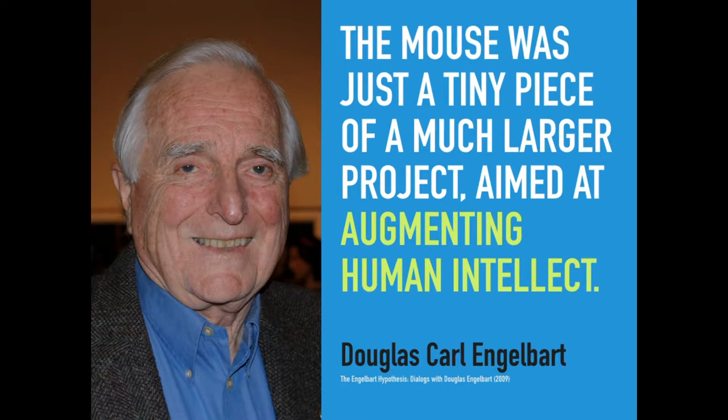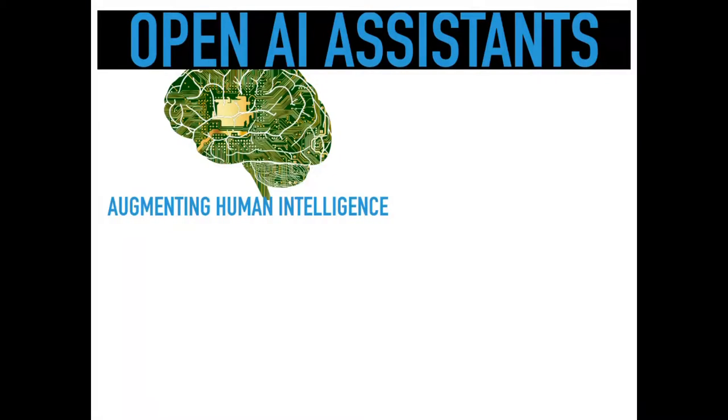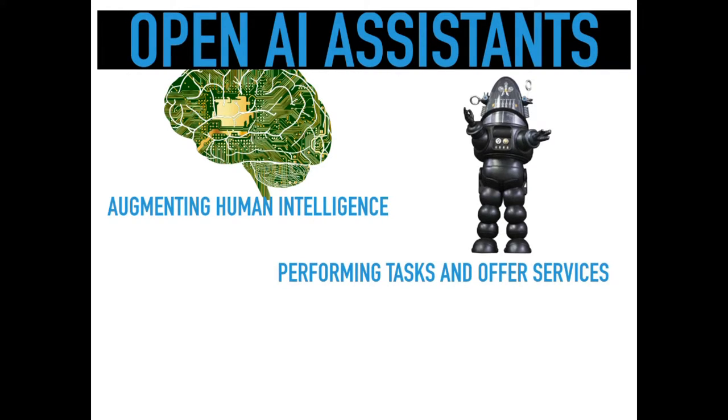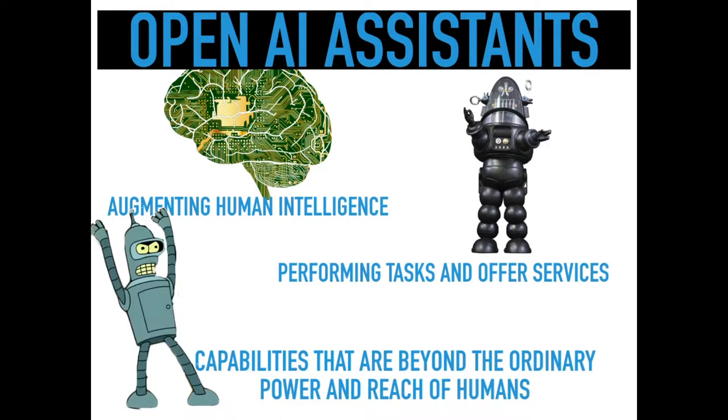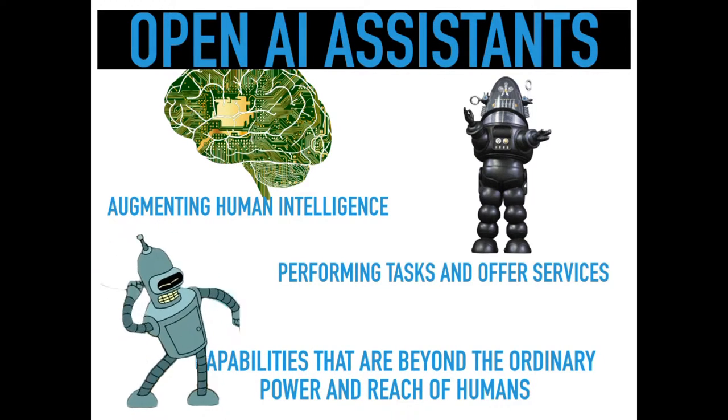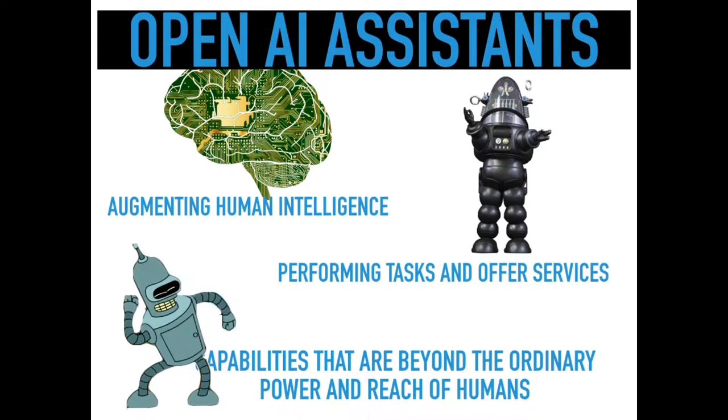It's about augmenting the human intelligence. And we can think what is possible as well. For example, performing tasks and offer services. That's what we know is also available in the personal assistant. And do many more things that are beyond the ordinary power and reach of humans.